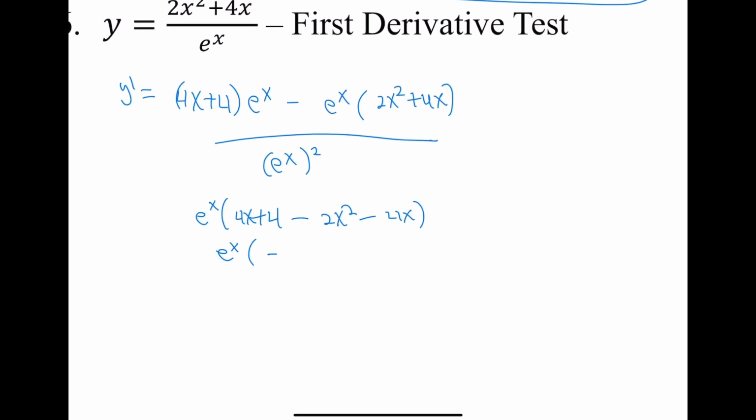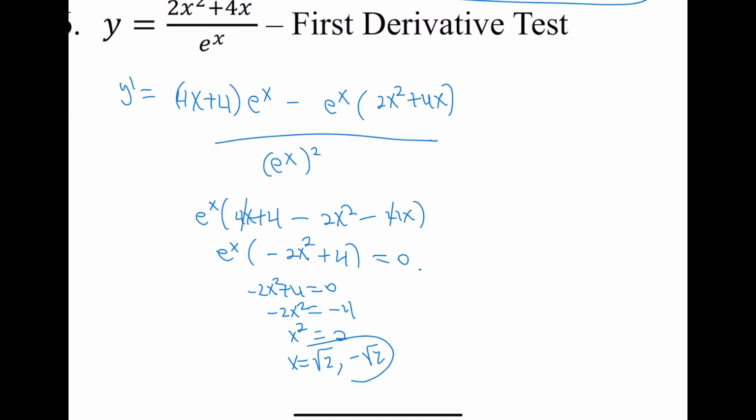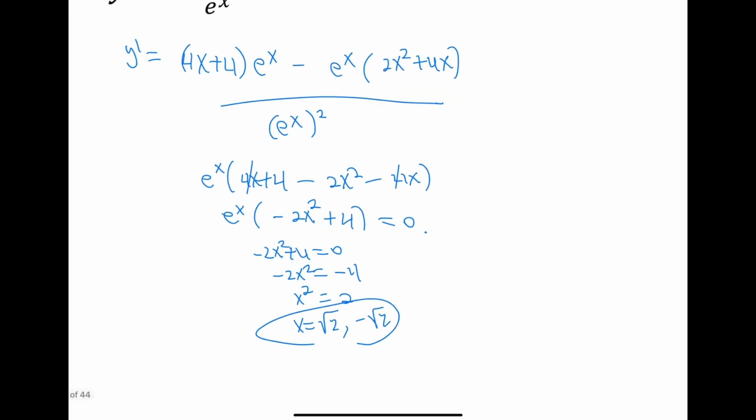And then negative 4x cancels out, leaving negative 2x squared plus 4 equals 0. So negative 2x squared equals negative 4, x squared is equal to 2, so x is going to be equal to root 2 or negative root 2.